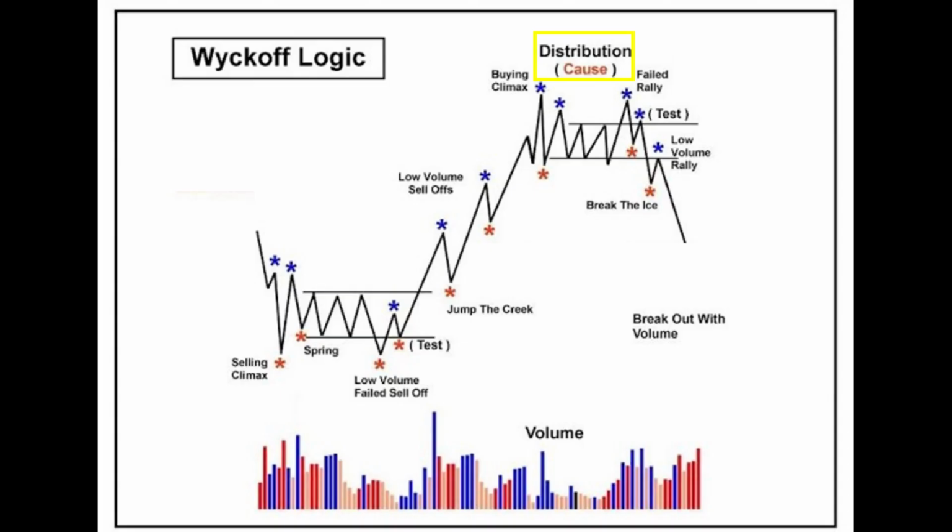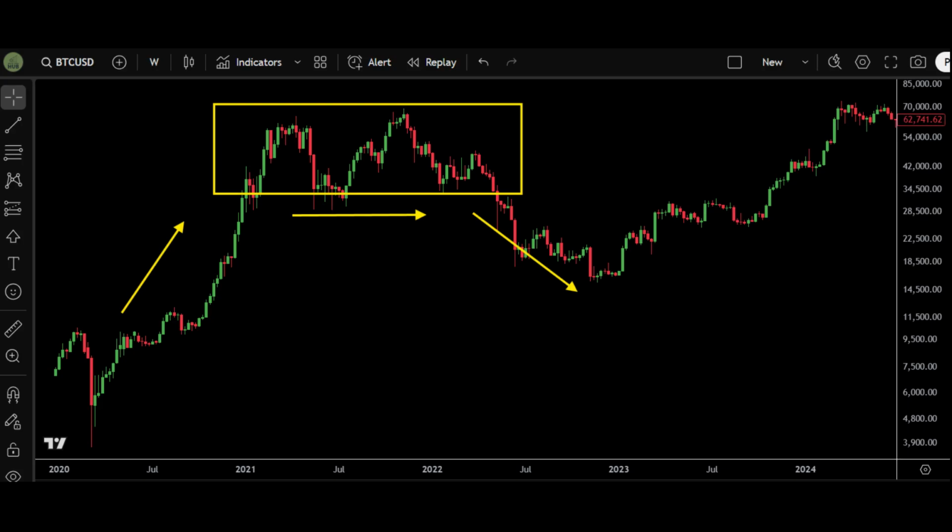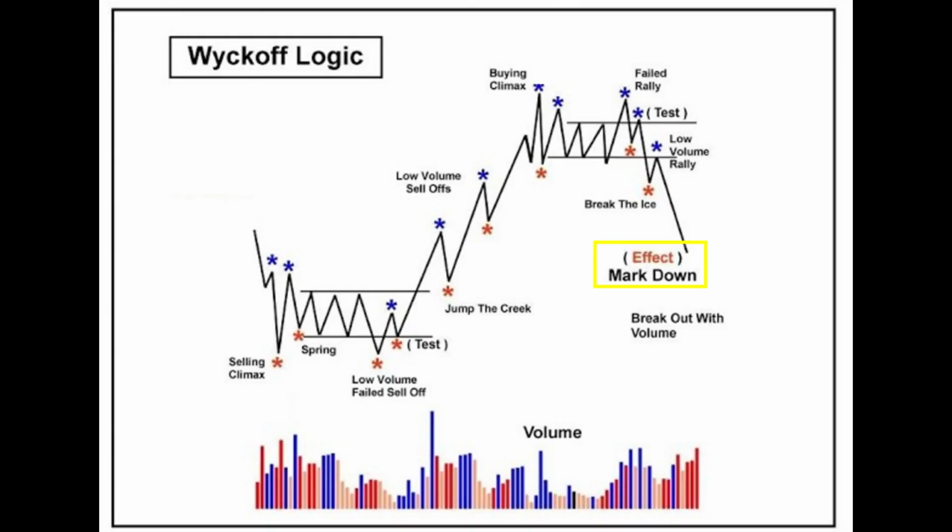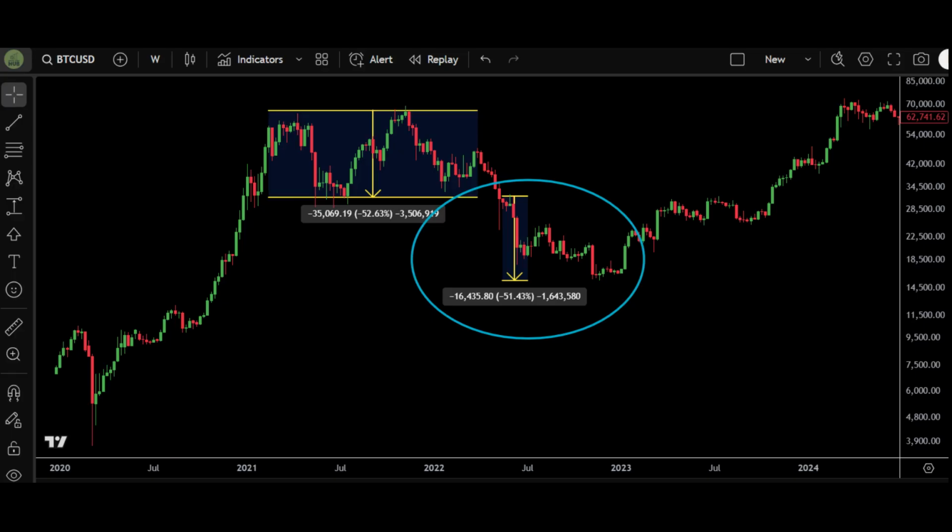Next comes distribution. The price often moves sideways near the top while strong holders slowly sell to late buyers who think the rise will continue forever. After that, the markdown phase begins. The price falls as bears take over, trapping those who bought way too late.